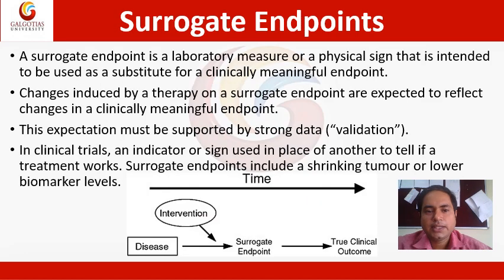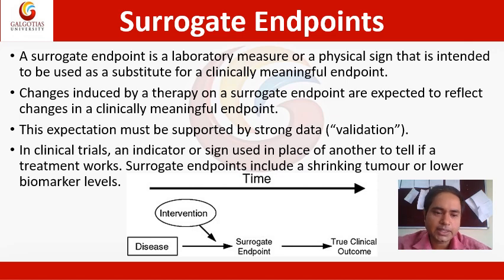So what is a surrogate endpoint? A surrogate endpoint is a laboratory measure or a physical sign that is intended to be used as a substitute for a clinically meaningful endpoint. Changes induced by a therapy on a surrogate endpoint are expected to reflect the changes in a clinically meaningful endpoint. This expectation must be supported by strong data validation.